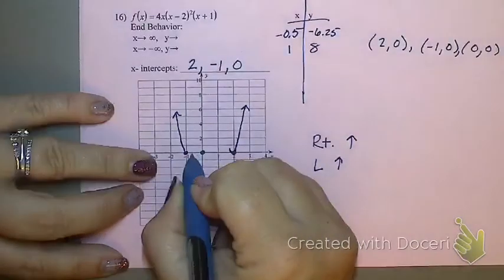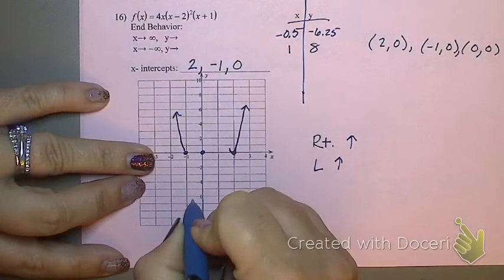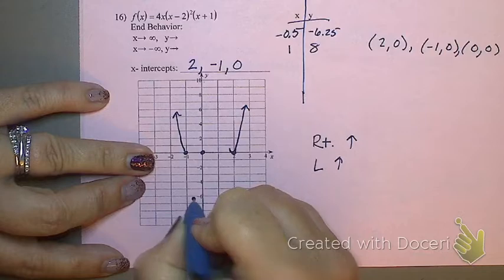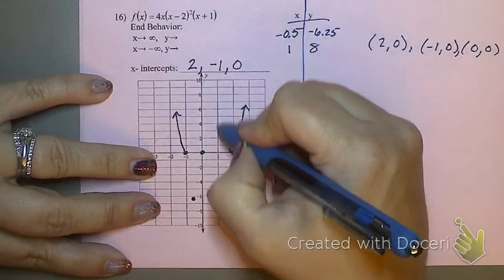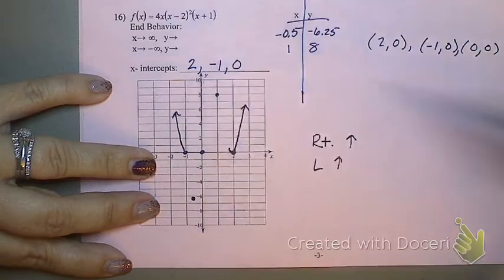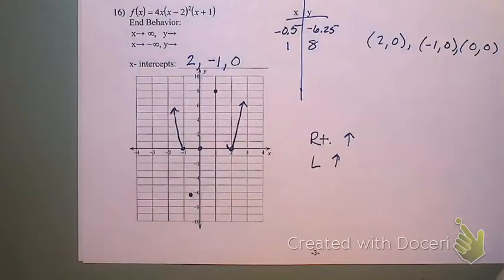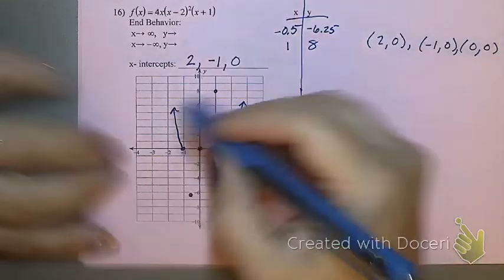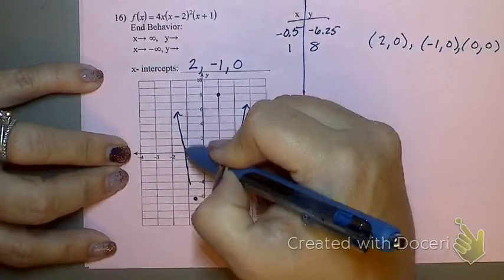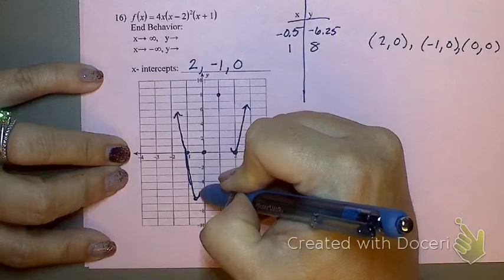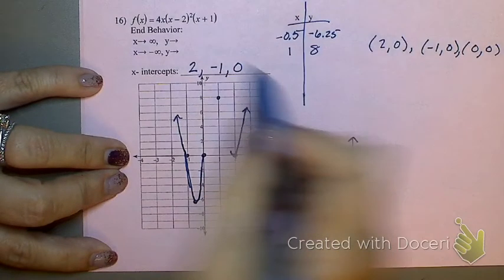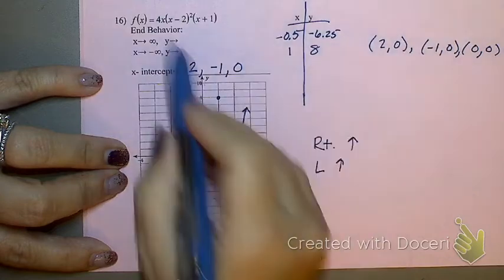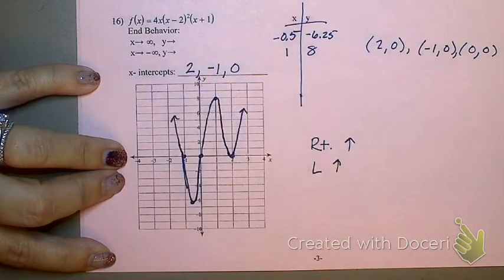So let's see. -0.5, -6.25. All the way down there. And then 1, 8. All the way up here. You okay with that? So this is going to come all the way down before it comes back up. And then this one's just a plain old pass-through, right? It's going to come all the way up to here before it meets down with that bump.